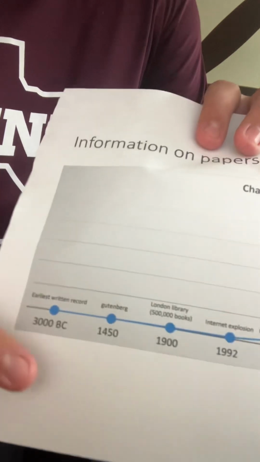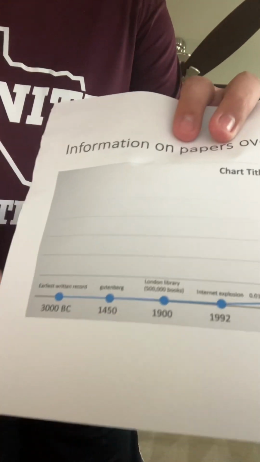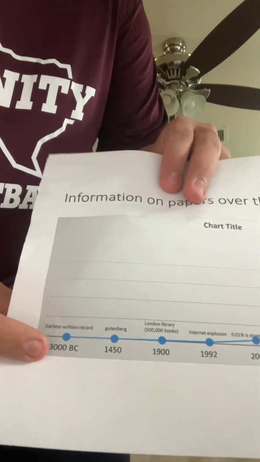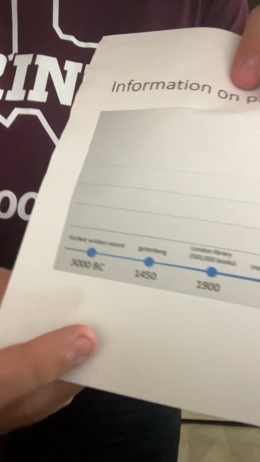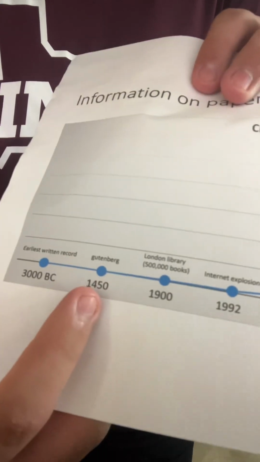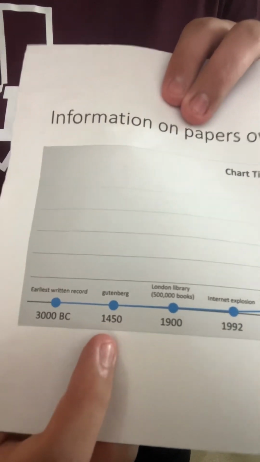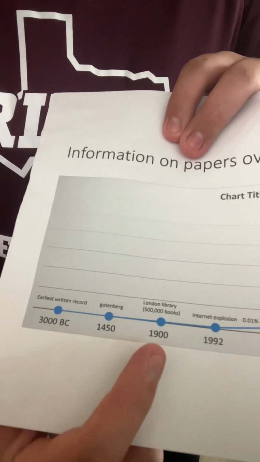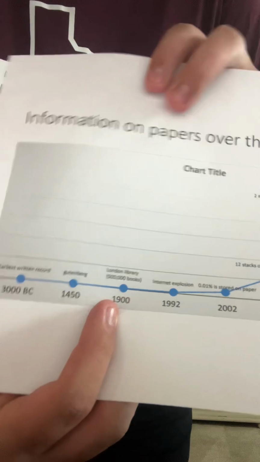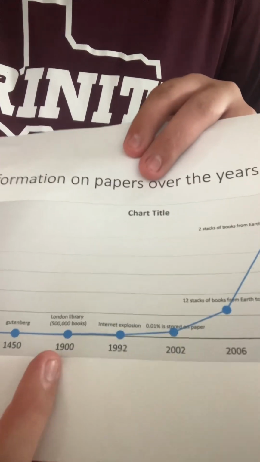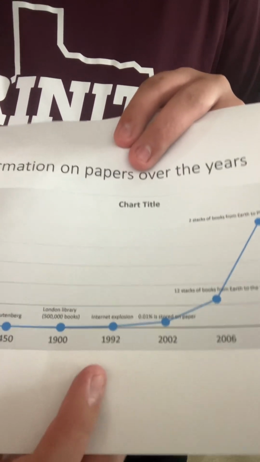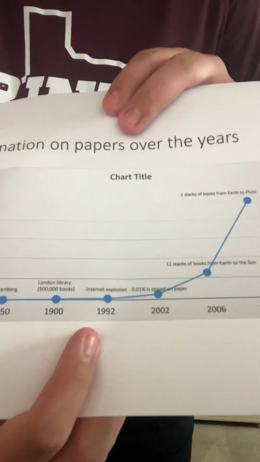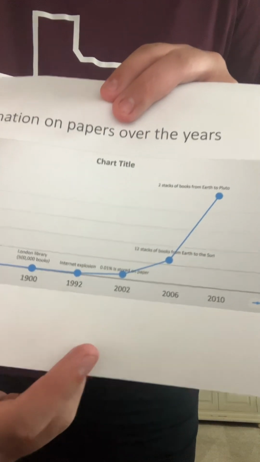So here in 3000 BC, you can see the original invention of paper. This is Cai Lun's invention. Then, in about 1400, you have the Gutenberg printing press. And then in 1900, you have the London Library, which had 500,000 books. Then, in 1992, you have the internet explosion. You can see it's slowly rising.